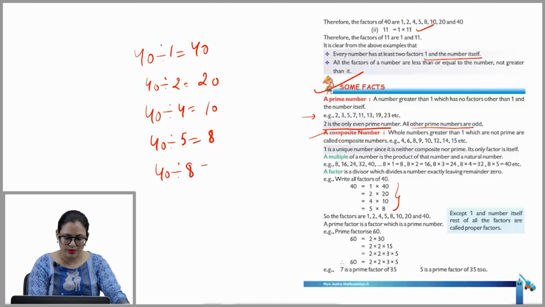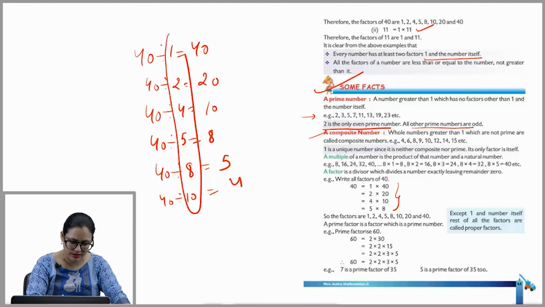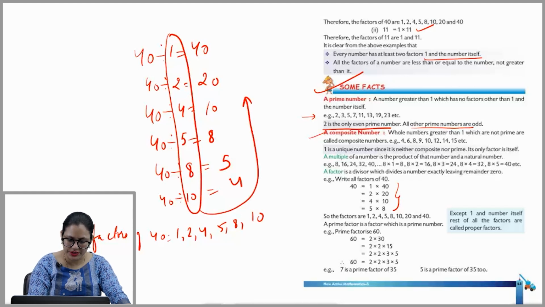40 divided by 8 is equals to 5. 9 also cannot divide 40. 40 divided by 10 is equals to 4. Now, these are the factors. First, we will go down: factors of 40 are 1, 2, 4, 5, 8, 10. Now, we will go upward. 4, 5 already written, 8 already written, 10 already written, remaining 20 and 40. So, these are the factors of 40.